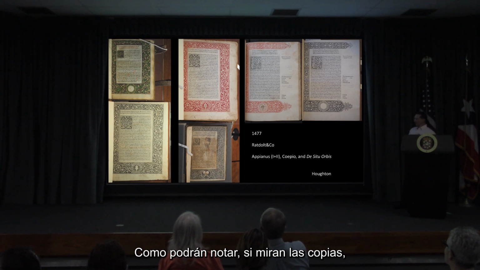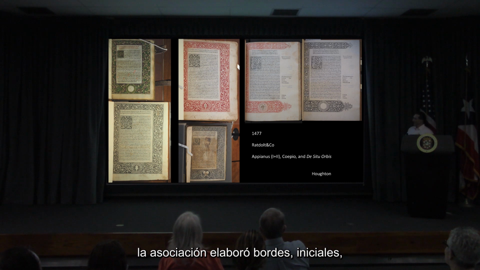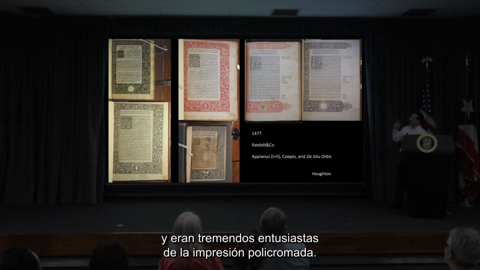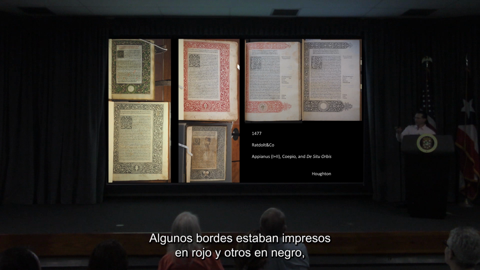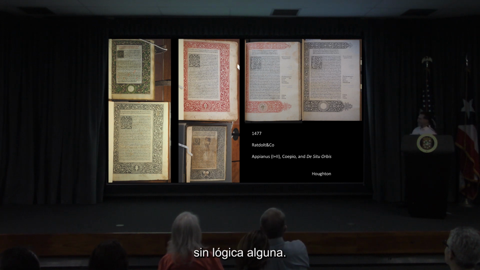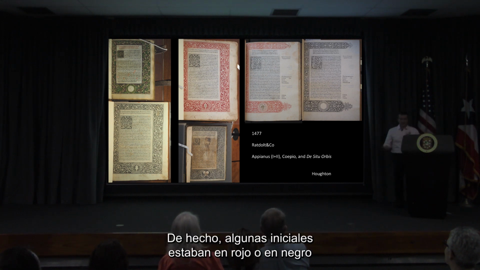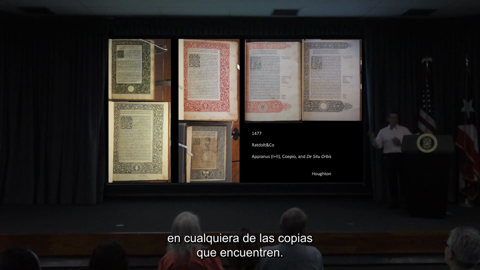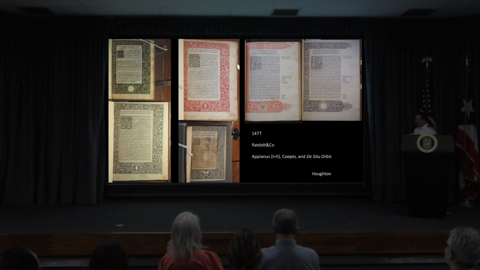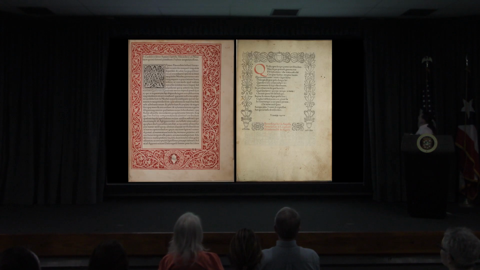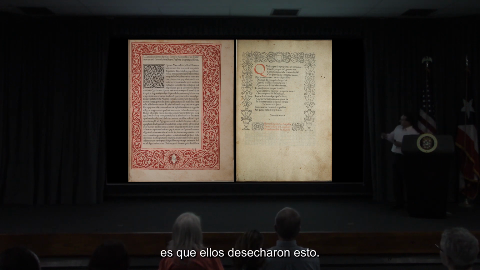As you can tell, if you were to look around the copies, the partnership came up with borders, initials, and were really keen on polychrome printing. Some of the borders were printed in red and some in black. There is no rhyme to it. In fact, some of the initials inside were printed in red, in black, in whatever copy you find.